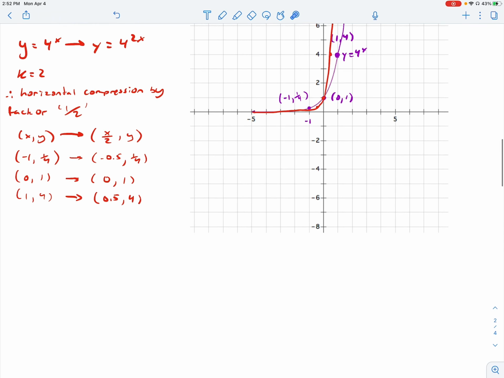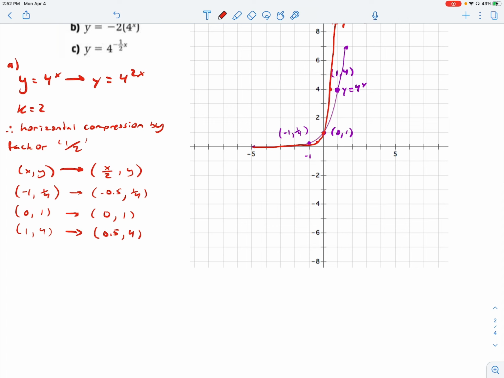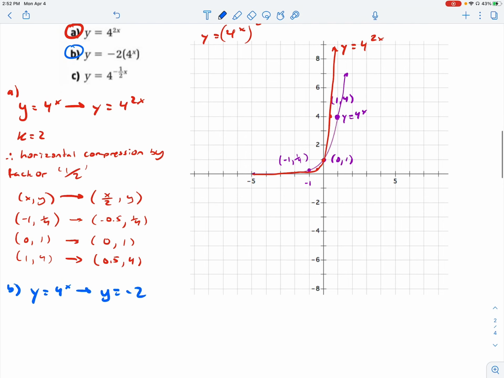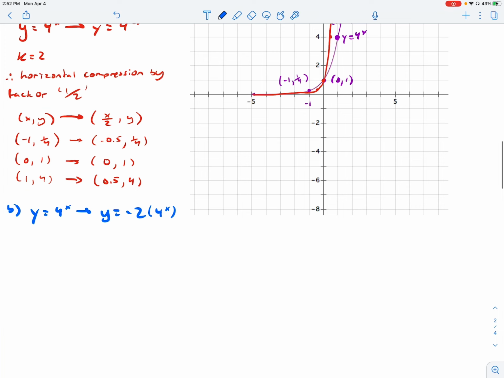Okay, so that's the first one. That was A. We'll do B in a different color. We'll do this one in blue. So my base graph is now mapping over to y equals negative 2 times the base function. Whenever you multiply the base function by a quantity, it means it's a vertical stretch or compression.